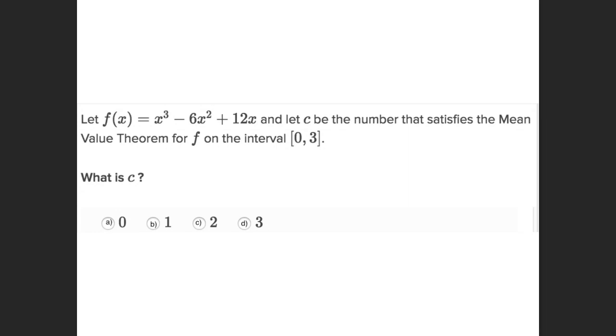Well, in this problem, I could cross off two answers. I could cross off 0 and 3 because your C value cannot be the end of the interval. Okay, so I know it has to be either 1 or 2. I'm not going to guess because I don't know what it is. All right, so why don't you guys give that one a shot, and then we'll go over that.